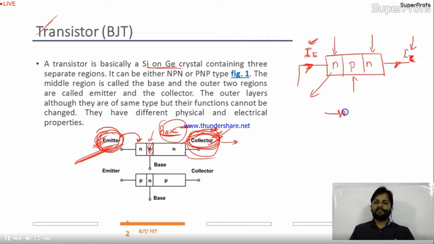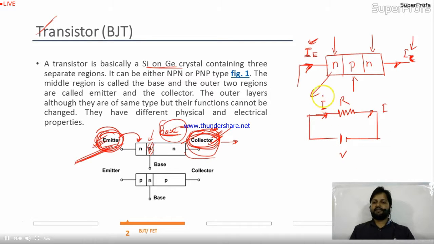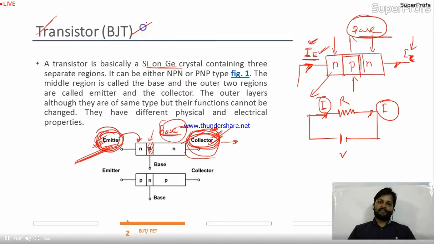What is the difference between a simple resistance and this transistor? Here also the current is flowing into the resistive element due to this battery, and at the output you are getting the same current. But here I'm not getting the same current. I can control this current by this region. This is the base region, right? And the base is responsible for controlling the device, or controlling the transistor.